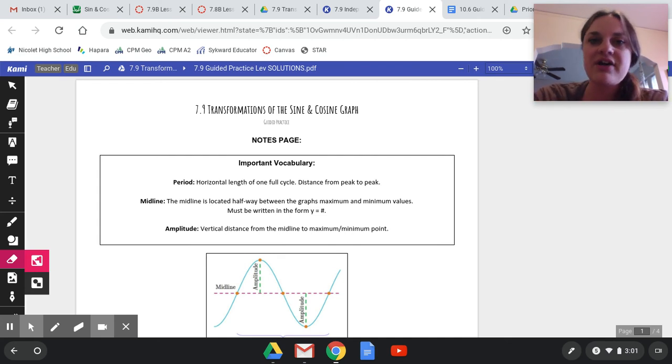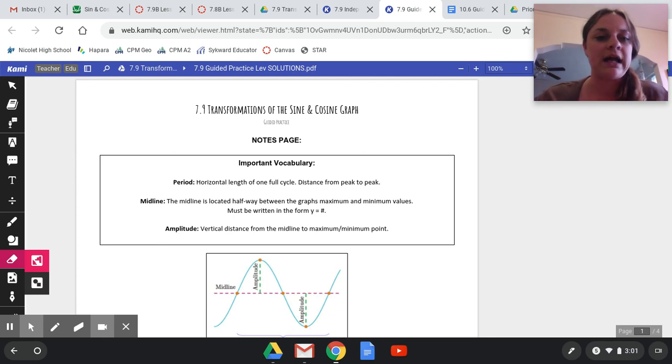On Thursday or Friday of last week, we talked about what the graphs would look like without any transformation. So just what y equals sine of x or y equals sine of theta or y equals cosine of theta would look like on your graph. They were like these curves, that sine soars, cosine crashes, and it's just this continuous wave that keeps going and going and going.